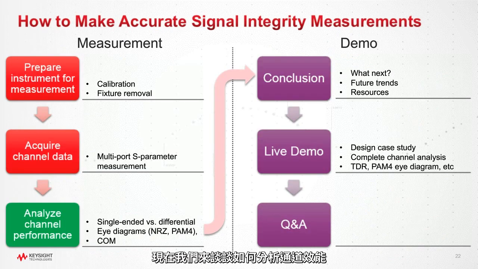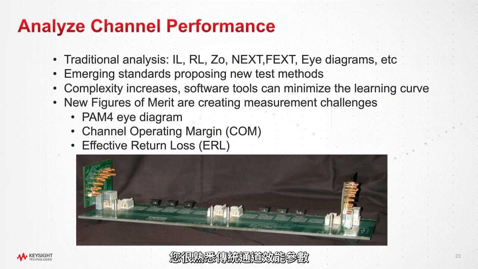Okay, so now let's talk about analyzing the channel performance. Traditional channel performance parameters are things that you may be familiar with: insertion loss, return loss, characteristic impedance, near-end crosstalk, far-end crosstalk, eye diagrams. These are very traditional ways of measuring linear passive interconnect using a vector network analyzer.